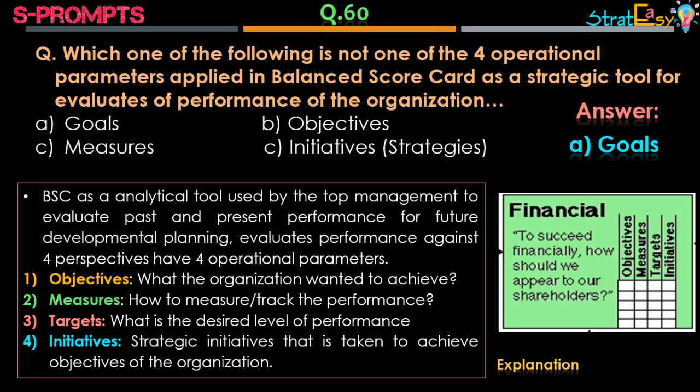The first is objectives, what the organization wants to achieve. Second is measures, how to measure or track the performance. Third is targets, what is the desired level of performance. And fourth is initiatives, the strategic initiatives that have been taken to achieve the objectives of the organization. So for each of the perspectives, all these four operational parameters will be compared, and based on that the strategic decisions can be taken by the top management.